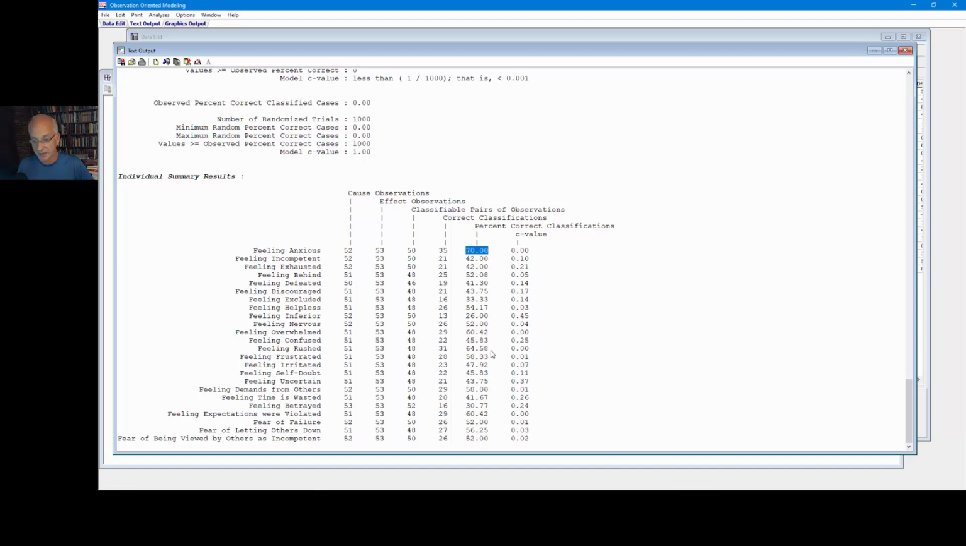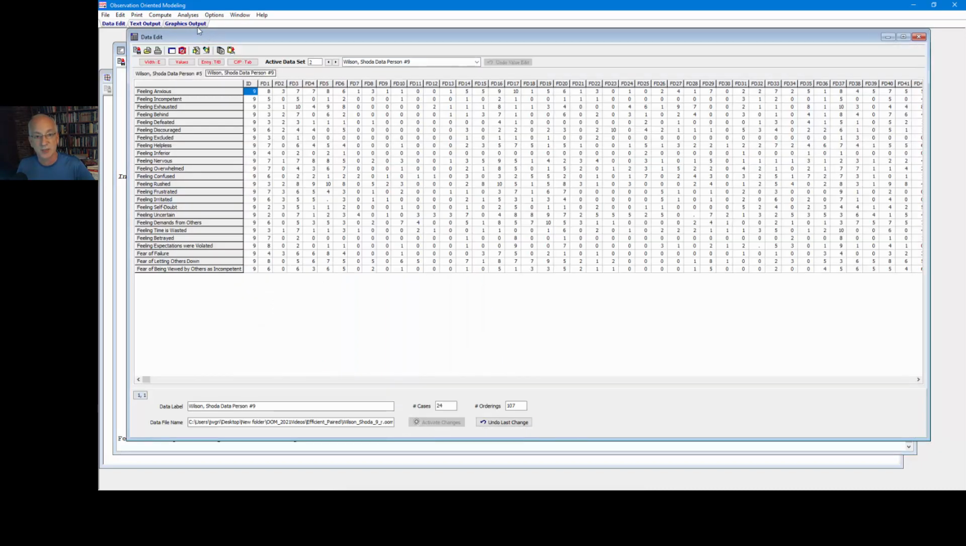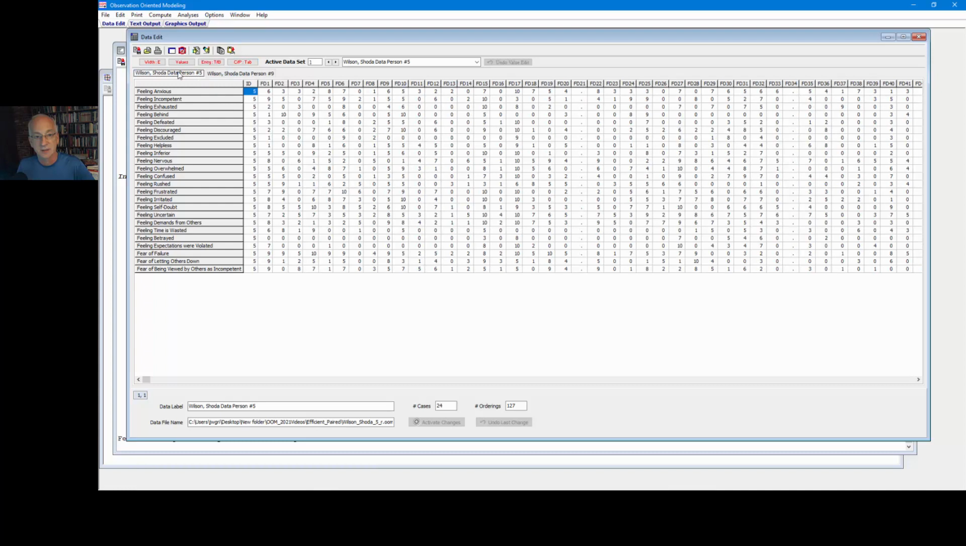The next highest value here I see is 64% for feeling rushed, and the chance value is low there as well. And again, I would go back and take a look at that pattern too to make sure it passes the eye test. So here we're really focused on the individual and trying to find the triggers of stress for this participant. Now let's quickly go and run the analysis for participant number 5. So here's participant number 5.